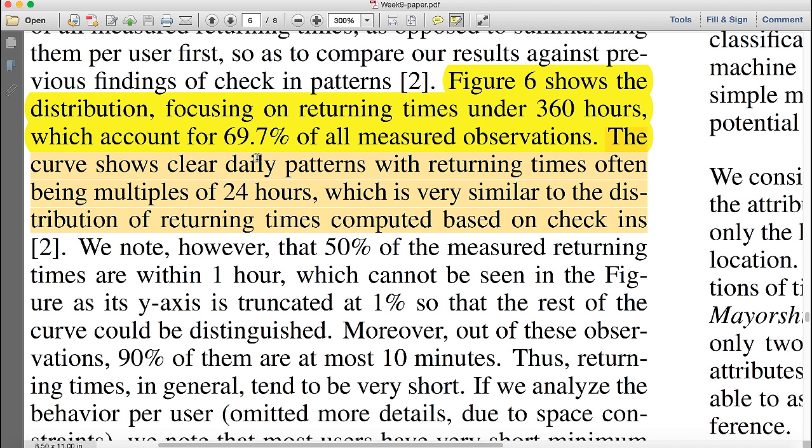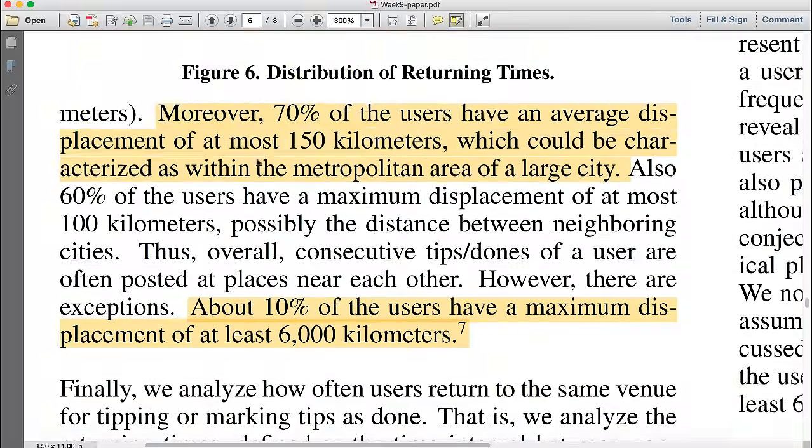Somebody checks into an office in the morning today, that they have got into the office, shop, institute and everything. They do the same check-in the next day. So that's what this means. The reference is given to another research where the check-ins were seen, but in this case we are also looking at the tips or the dons. That's a very interesting conclusion, complementing the real world behavior that you could expect from the users.